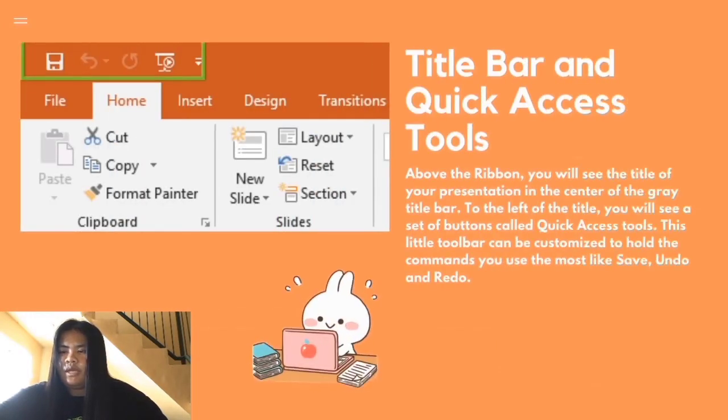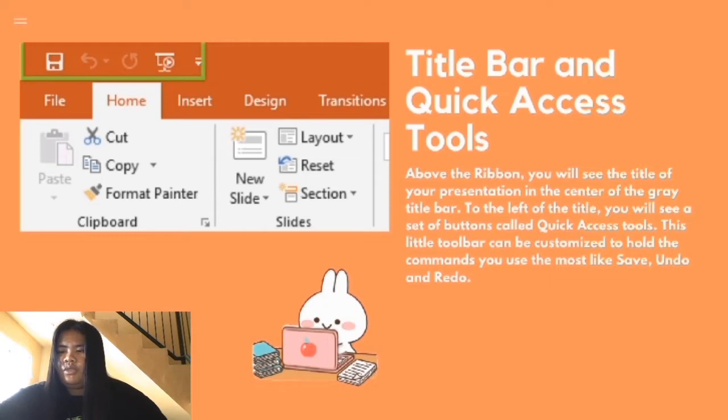Title bar and quick access tools. Above the ribbon, you will see the title of your presentation in the center of the gray title bar. To the left of the title, you will see a set of buttons called Quick Access Tools. This little toolbar can be customized to hold the commands you use the most, like save, undo, and redo.